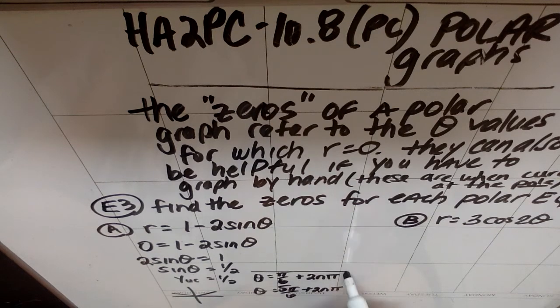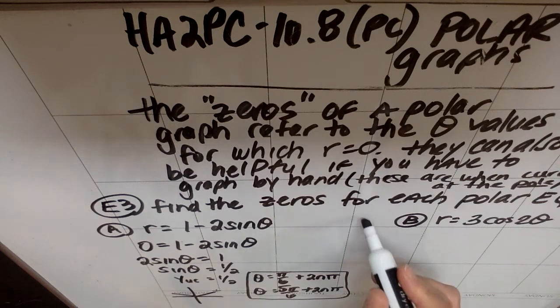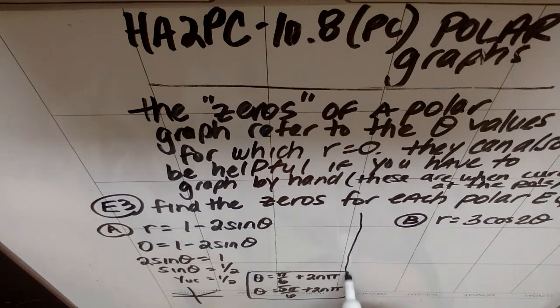Pi over 6 would be a spot where I'd have a 0, but so would pi over 6 plus a full circle, so plus 2 pi, which would be 13 pi over 6. So would pi over 6 plus 100 full circles, which would be pi over 6 plus 200 pi. All of those would be places where I have zeros, right? So that's the idea behind that 2n pi.